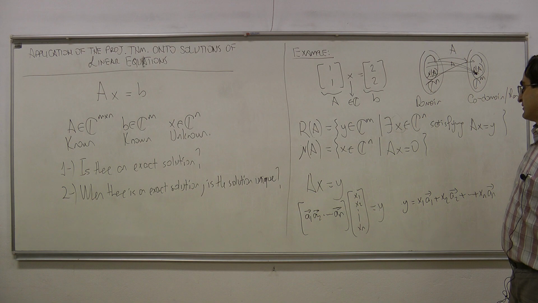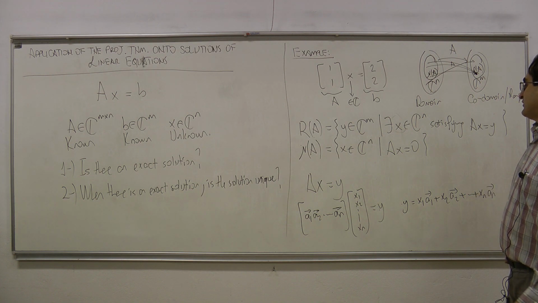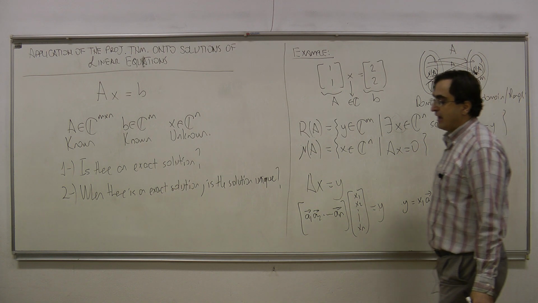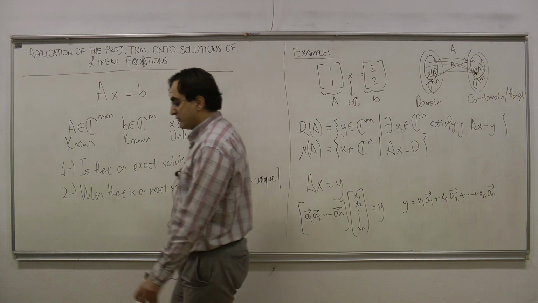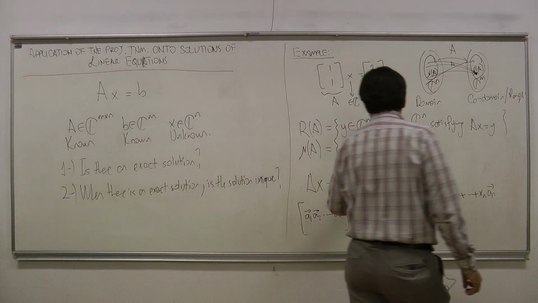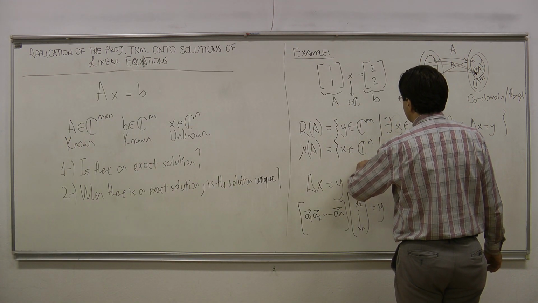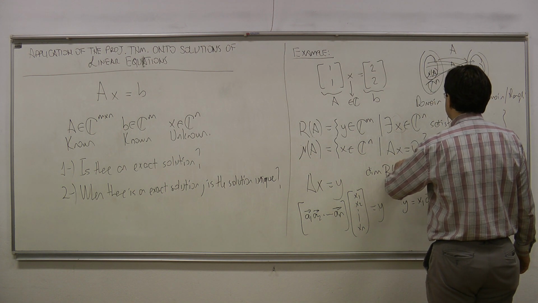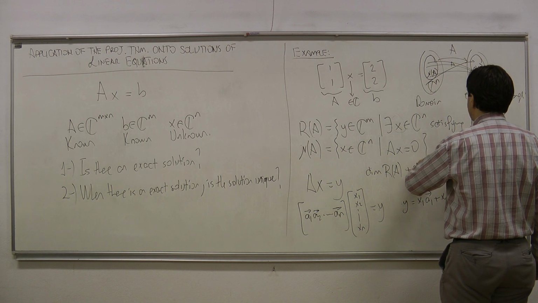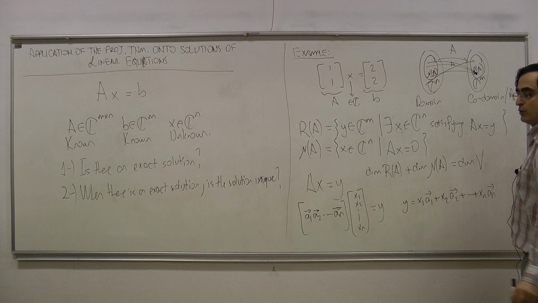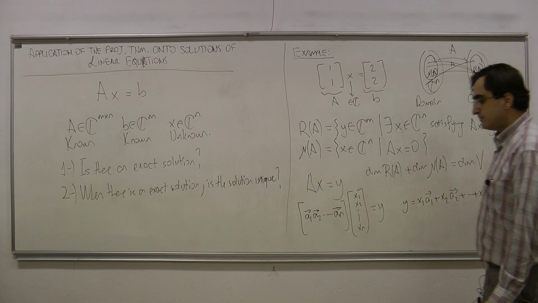And what about the null space? These are the vectors which when multiplied with A would give us just a zero vector. And remember, we have the so-called rank nullity theorem. Dimension of range space of A plus dimension of null space of A is equal to the dimension of the domain of the linear transformation.